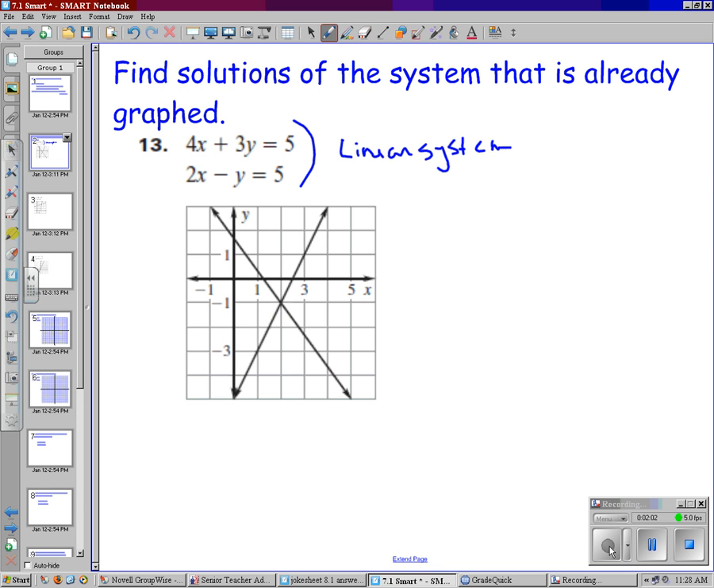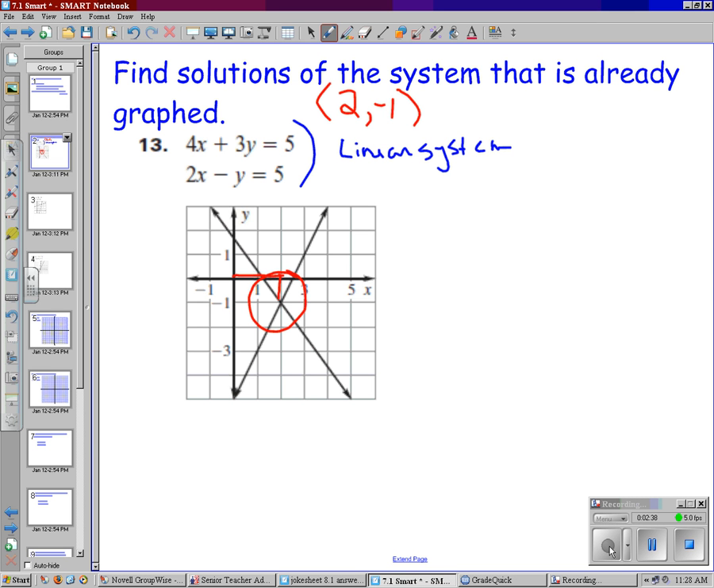You can graph those two equations by either using an xy table, xy intercepts, or slope intercept. You could do many ways. They've already got it graphed for you. Where do the two lines intersect? Can you tell me the xy coordinate pair of where the two lines intersect? Jared? They intersect at 2, -1. So we went 2 over, 1 down. So we're looking at 2, -1, this spot right here in the middle.